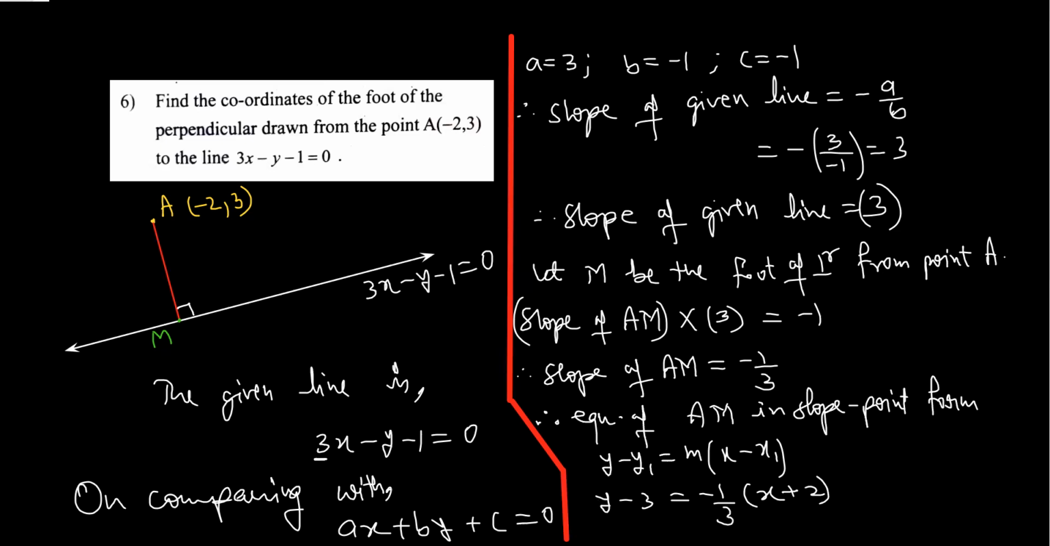Now multiply this 3 here. So you get 3y minus 9 equals to, see, 3y minus 9. This 3 will cross multiply here in the numerator. So 3y minus 9 equals, this -1 will multiply inside, minus x minus 2.